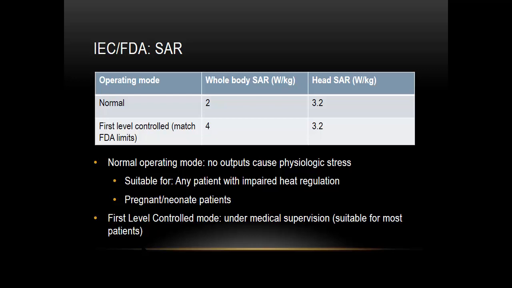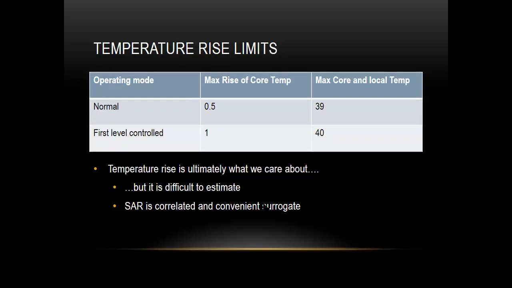So the normal mode is for any patient, can be used in pregnant patients as well, and doesn't cause any stress or physiologic stress in the patient. The first level modes can be used under medical supervision. So our machines are limited to the normal operating mode. You can override those to the first level operating modes, but you have to go through a few steps to do that. So why are we worried about SAR?